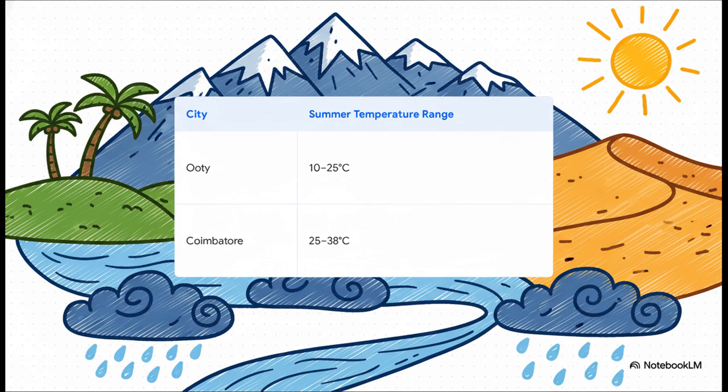So even though they're so close, that difference in height makes Ooty so much cooler. See? It's not magic, it's just science.